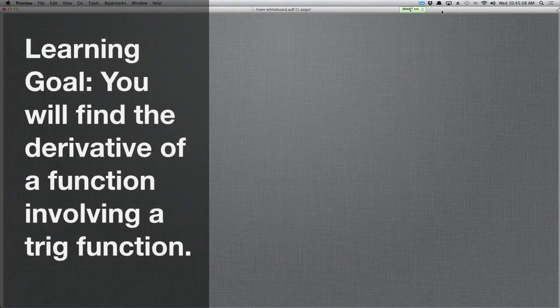Alright, like I said, we are finding the derivatives of functions that involve trig functions, mainly sine and cosine. We'll get to the other trig functions later on down the road, but today we want to look at finding the derivatives of sine and cosine. And then we're going to look at 3 different types of application problems with the derivative. That's what we're looking at today. 2 new derivatives you need to know.